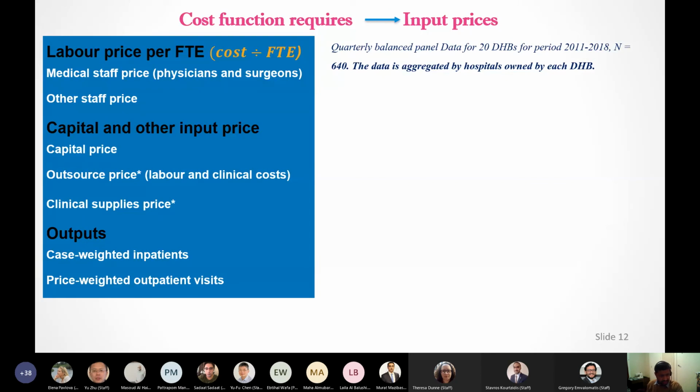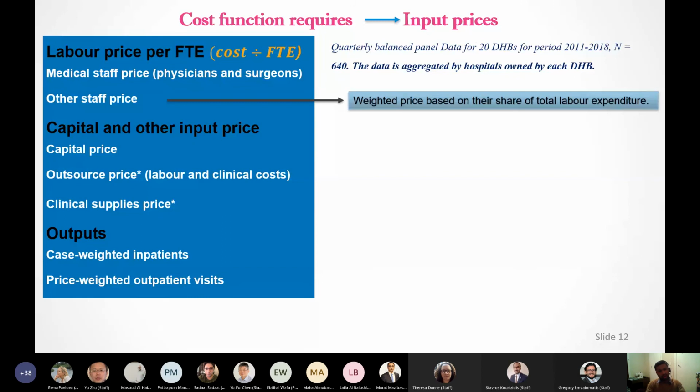So we have a medical staff price, which includes the physicians and the surgeons. And then we combine all other staff, which is your nurses, your allied staff, your management staff. Now, why do we combine that? It just reduces the number of variables that we have in our system. But we can't just combine them together because the prices might be different. So what we did is we weighted them based on their share of total labor expenditures. That really accounts for it, so the one that is expensive gets more weight.